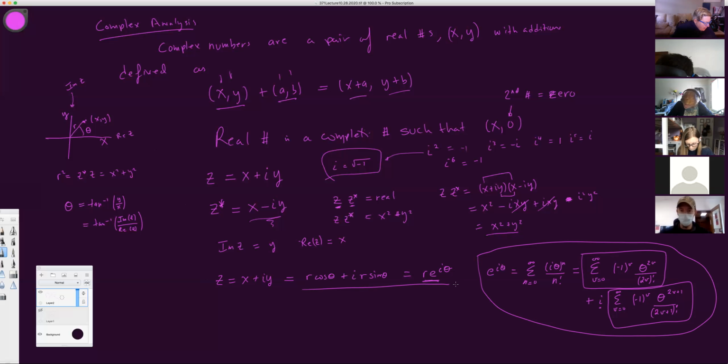Now let's give an example. What is e to the i pi over 2? Can you guys figure that out? Put it in the chat if you know it. By the way, if you guys are confused about what to do, use this formula right here.